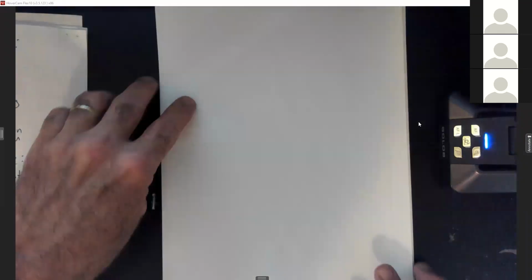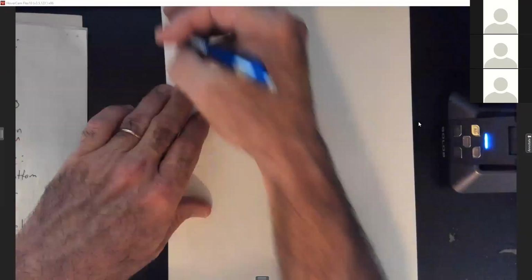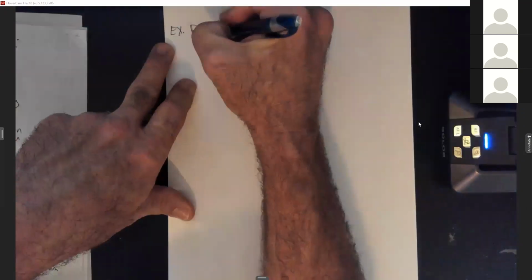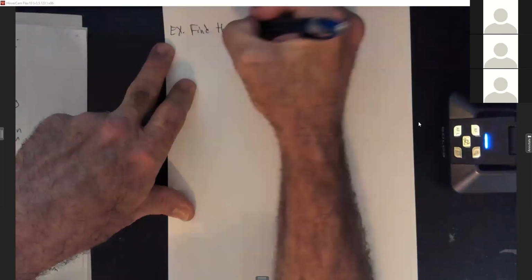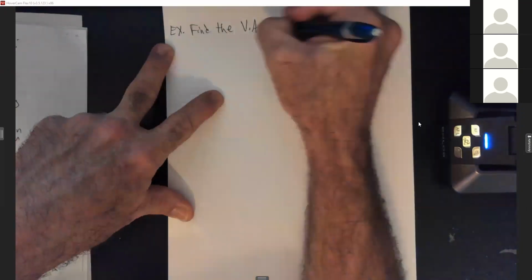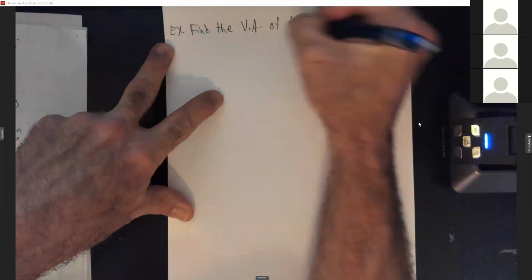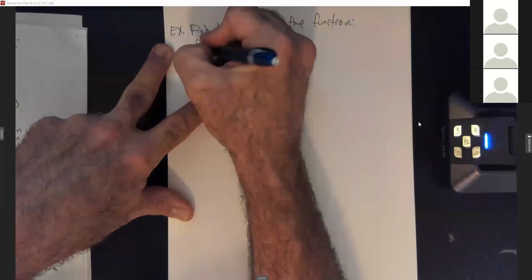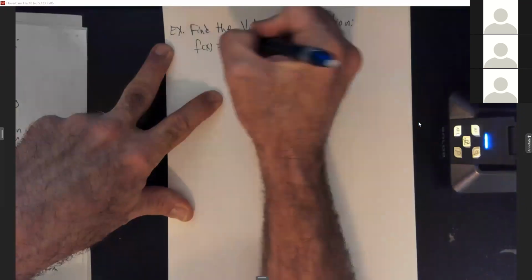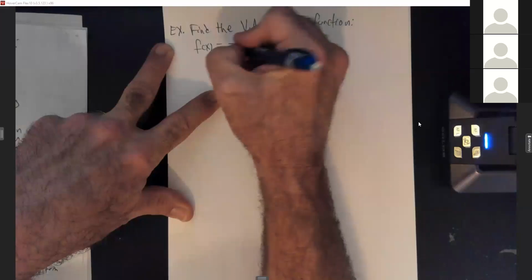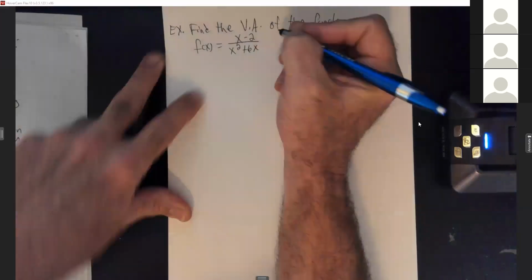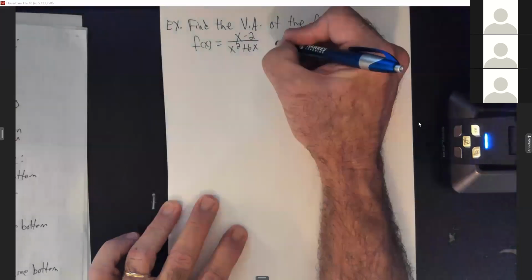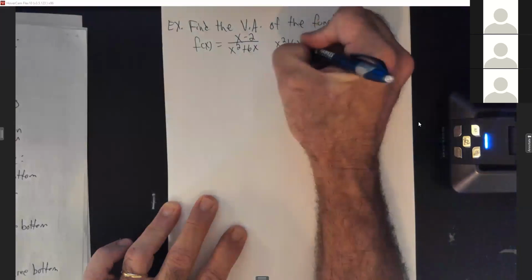So I'm going to do an example of the vertical and then show you what the horizontals will look like. So I'm going to find the vertical asymptote, so we're going to call that a VA, okay, of the function. So they give me f of x equals x minus 2 over x squared plus 6x. So remember, it told me to find my vertical asymptote. I take the bottom, x squared plus 6x, and set it equal to 0.